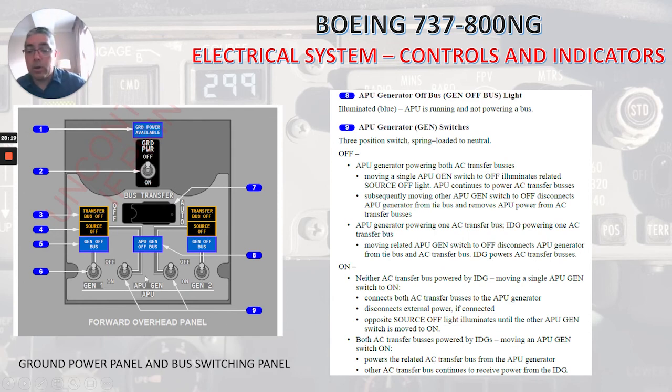Now, if we select on, neither AC transfer bus powered by IDG, moving a single APU gen switch to on, connects both AC transfer buses to the APU generator, disconnects external power if connected, opposite source off light illuminates until the other APU gen switch is moved to on. Both AC transfer buses powered by IDGs. Moving an APU gen switch on powers the related AC transfer bus from the APU generator. Other AC transfer bus continues to receive power from the IDG.